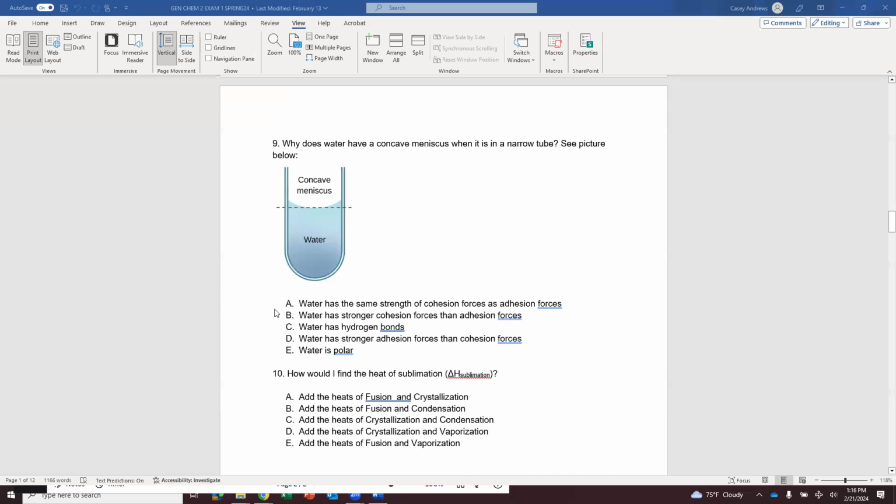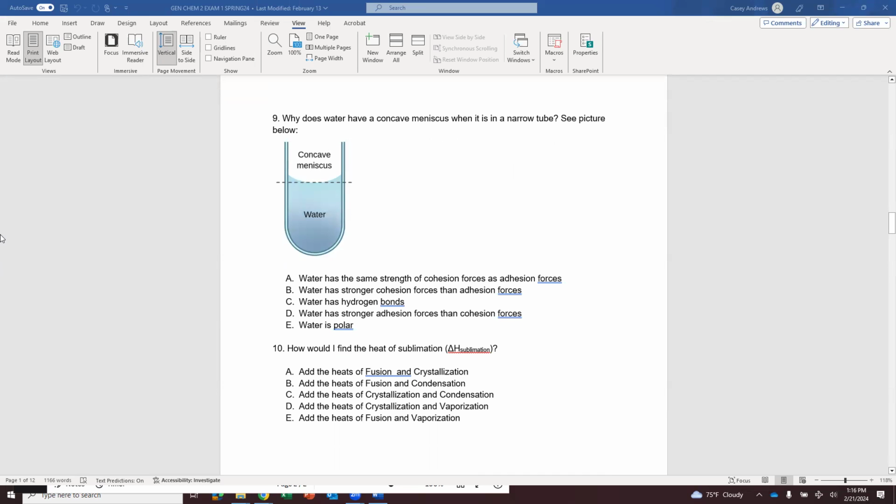All right, moving on. Number 9 here. Why does water have a concave meniscus when it's in a narrow tube? We have adhesive forces, that's the water to the tube. And we also have cohesive forces, that's the water interacting with itself. Since the water is climbing higher in the tube than it is interacting with itself, you have stronger adhesive forces than cohesive forces.